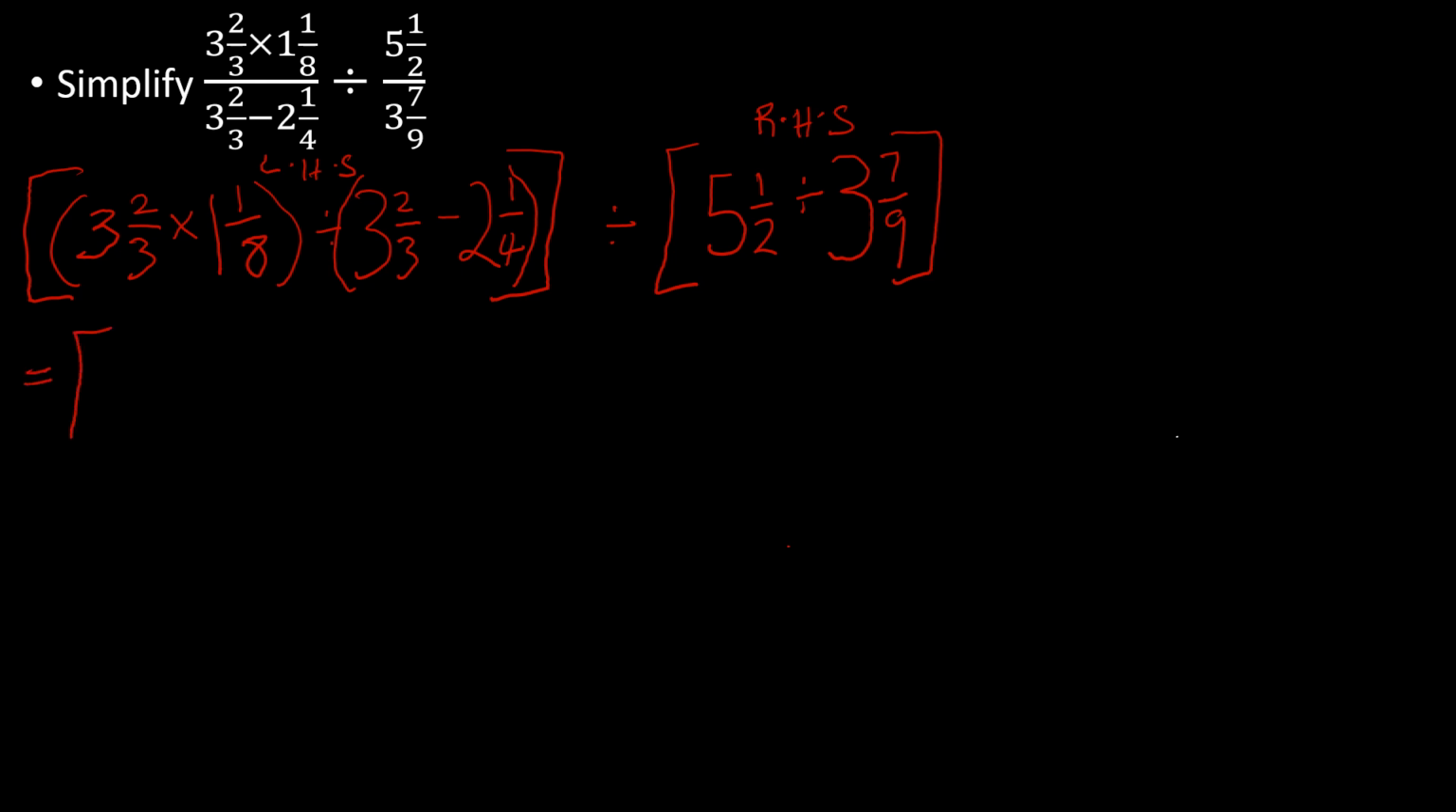open a bracket, we'll have 3 times 3 is 9 plus 2, that's 11. So we're going to have 11 over 3 times 1 times 8 is 8 plus 1, and that's 9. So we're going to have this plus 9 over 8. Okay, remember we organized it this way.